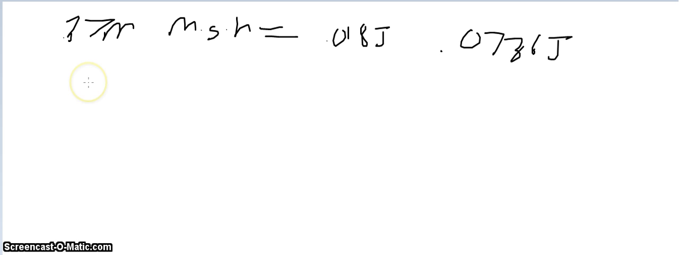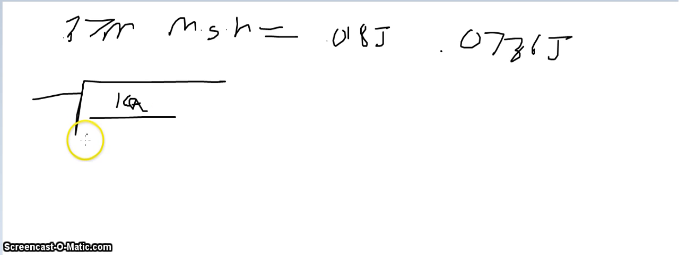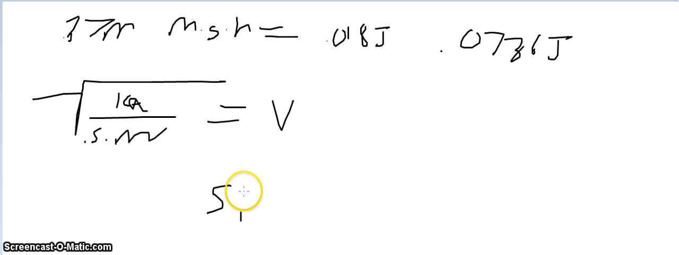Now we use the same formula, the square root of kinetic energy over 0.5 times the mass equals the velocity. We solve this out, 0.0736 divided by 0.5 times the mass, and we get an answer of about 5.4 meters per second. And that is the speed at the top of the hill.